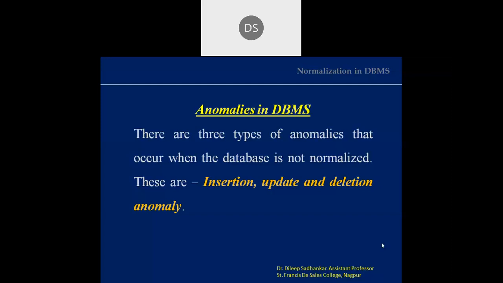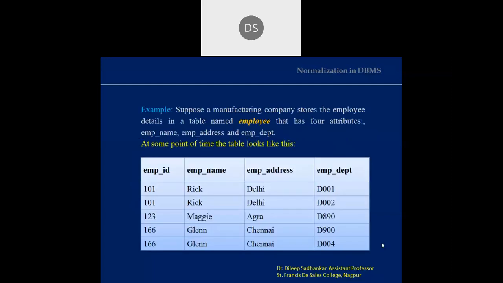There are three types of anomalies that occur when the database is not normalized. That means the database is not in a standard form. So in that case, there are three kinds of issues that may be faced: one is insertion, then updation, then deletion anomaly. We'll see them one by one.